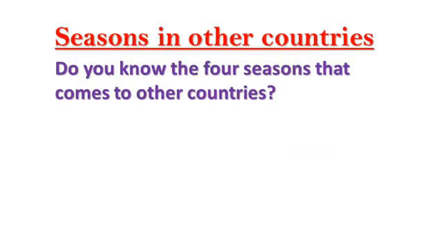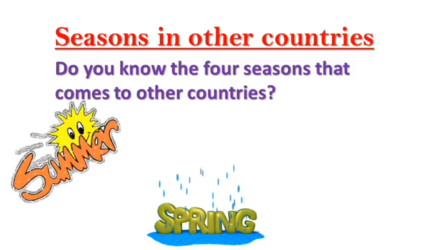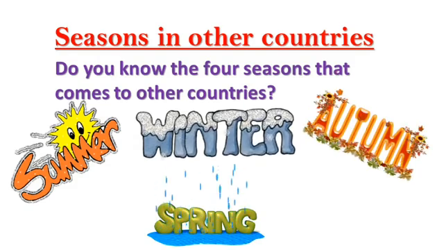Seasons in other countries. Do you know the 4 seasons that come to other countries? Let's see. Number 1 is spring, summer, autumn, and winter. So we have the 4 seasons: summer, spring, autumn, and winter. These are the 4 seasons that happen in the other countries.